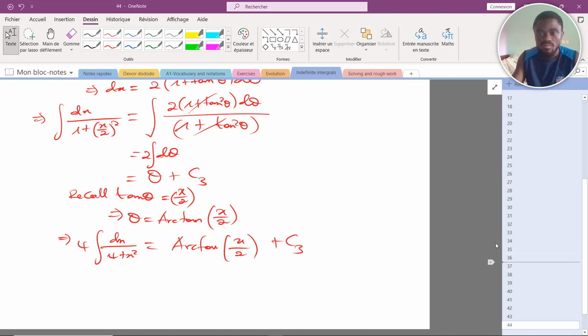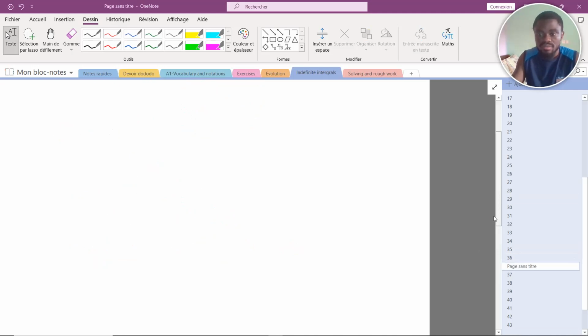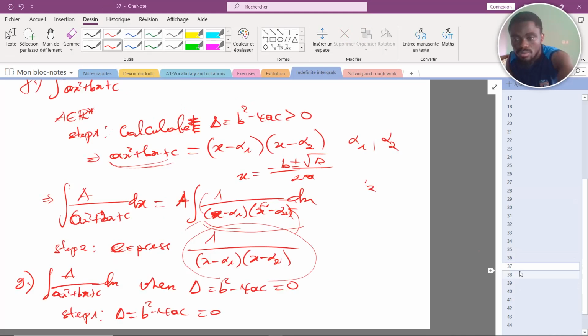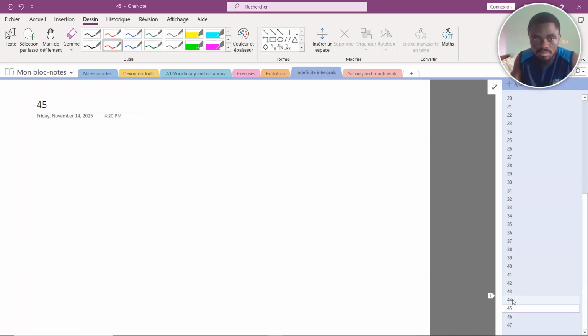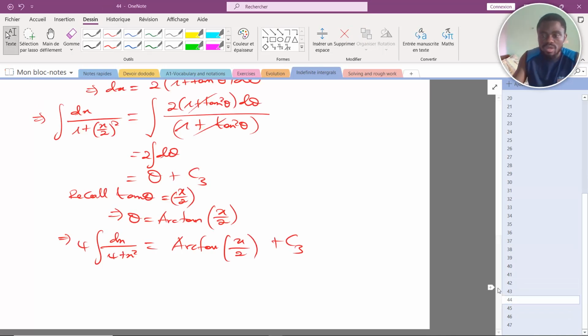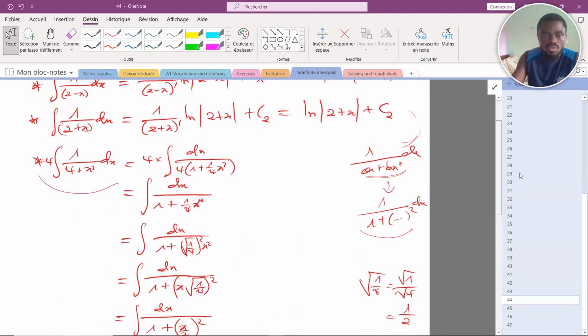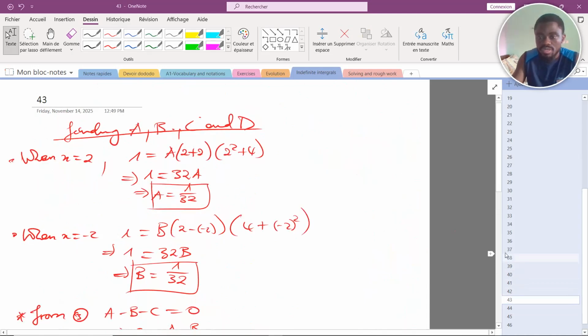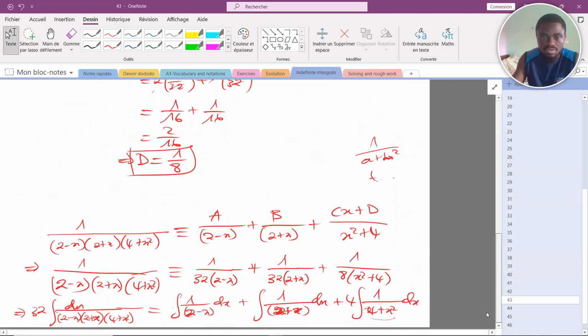Now, since we have already everything, we have already this integral and this integral. So let's just go here and substitute everything. This, and this. You understand?